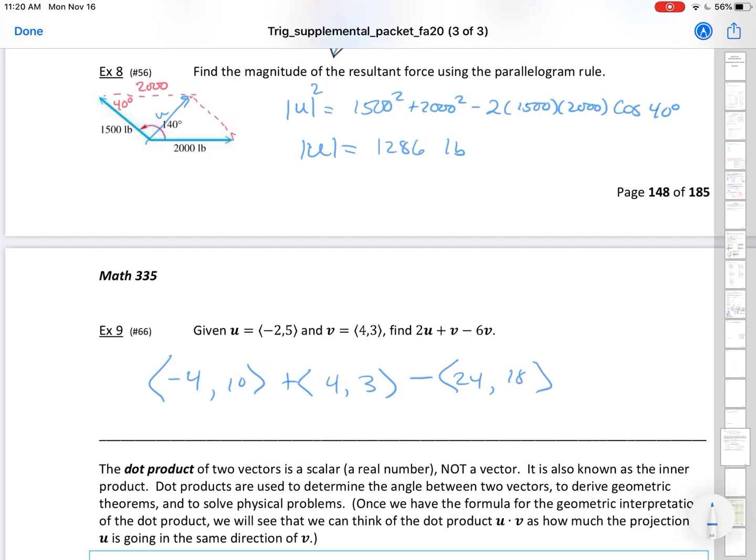So what do we have to do? Just add up our x components. And those add up to be negative 24 because the two 4's cancel out. And we got a minus going into the 24. 10 minus 18 is a nice negative 5. And we're finished, doing nothing more than combining like terms.